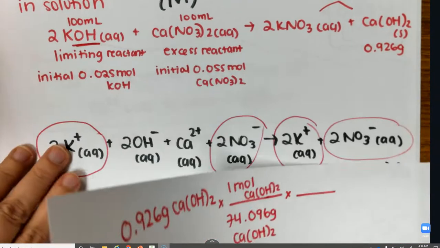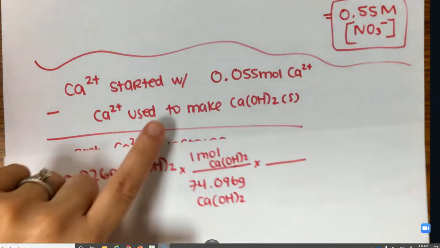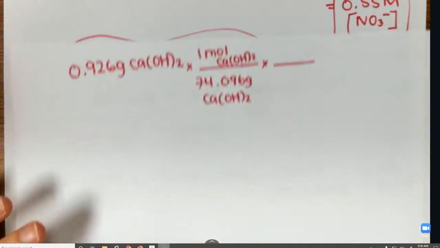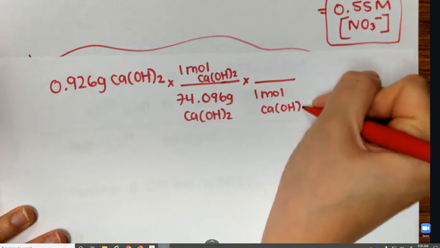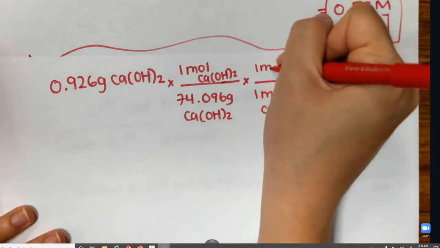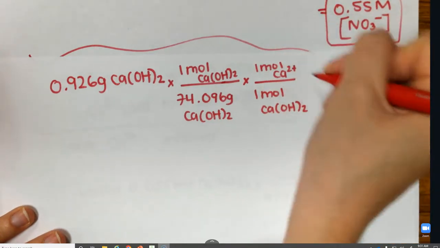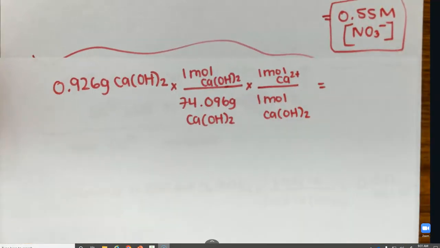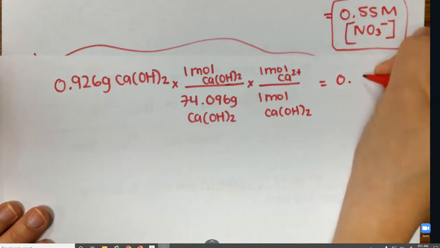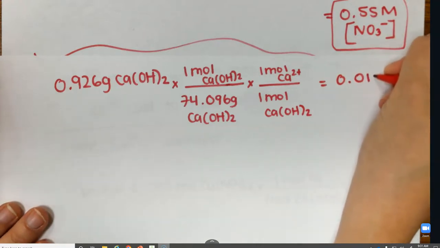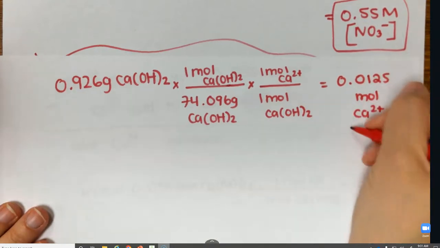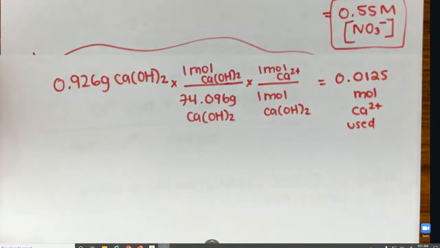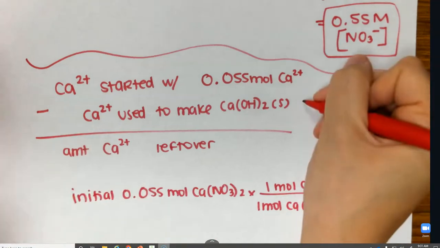Now, I don't want moles of calcium hydroxide used to make this. I want moles of calcium. And so 1 mole of calcium hydroxide, calcium does not have a subscript, so it has 1 mole of calcium ion in it. What does that tell me? That told me that we had used 1.25 moles of calcium to make that. That's my used value. Let's go back here.